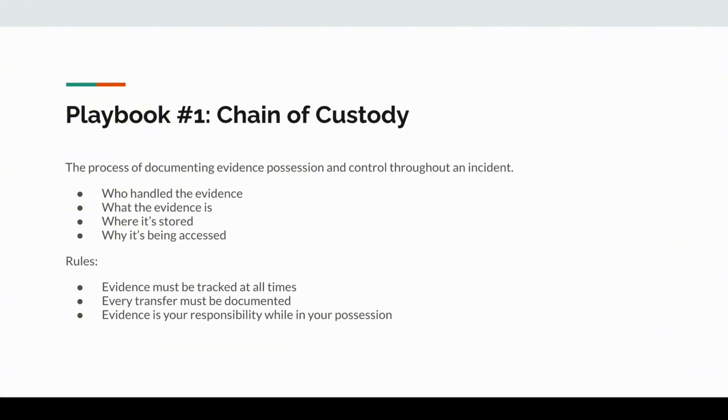Playbook number 1 is chain of custody. Chain of custody is the process of documenting evidence possession and control throughout an incident. You must record who handled the evidence, what the evidence is, where it is being stored, and why it is being accessed. And then the rules are: evidence must be tracked at all times, every transfer must be documented, and evidence is your responsibility while it is in your possession. So if you break the chain, then the evidence becomes unreliable.